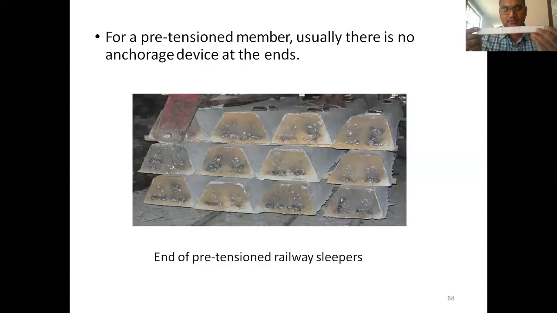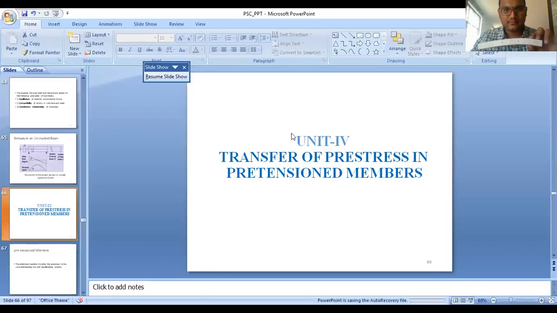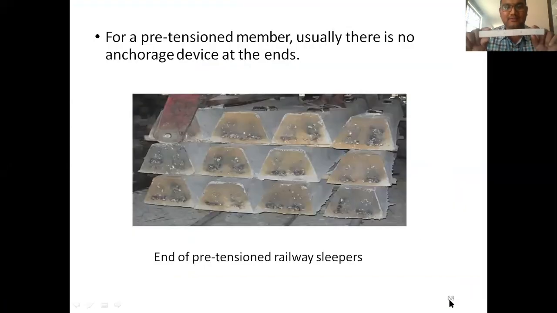When you cut, your concrete will get squeezed and it will bend into the defined shape. That is what is happening in railway sleepers. Okay, please try to understand. That is why the railway track is placed at the ends of the railway sleeper, not at the center. In that way, your railway sleepers are going to be cast.